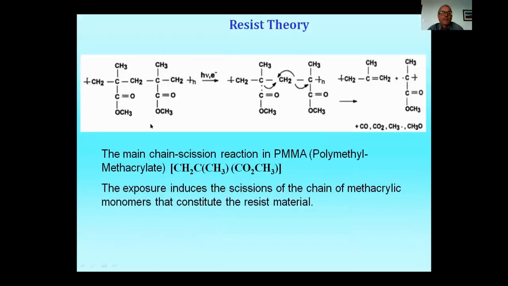There is an example of the standard high resolution resist, polymethyl methacrylate. There is the chemical composition, and also there is the polymer. Under the reaction with electrons, we get monomer. So the exposure induces the scission of the chain of methacrylic monomers.